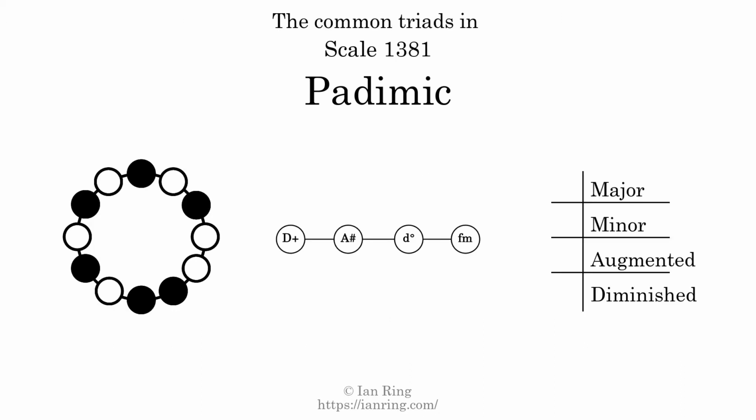010101100101. Here are the common triads present in this scale. The diagram in the center is a graph of parsimonious voice leading between triads. There is one major triad. There is one minor triad. There is one augmented triad. There is one diminished triad. Here is a Hamiltonian path of parsimonious voice leading that uses all the triads.